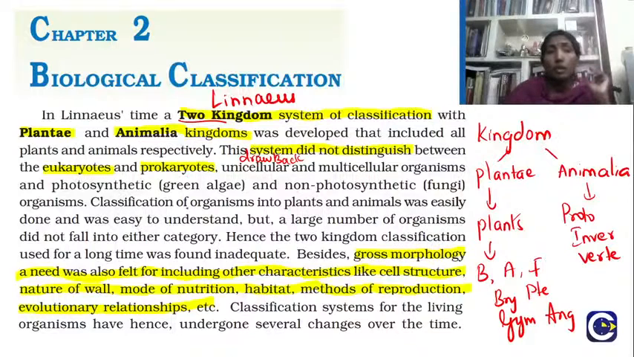The classification of organisms into plants and animals was easily done and easily understood, but a large number of organisms did not come into either of the categories. That was another drawback. Hence the two kingdom classification was used for a very long time and was found to be inadequate also, because of all these drawbacks.